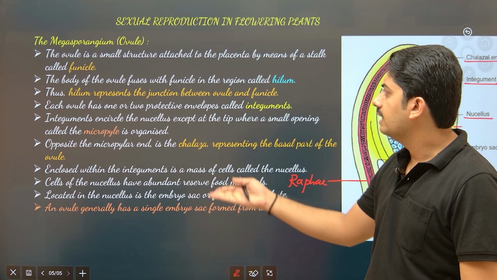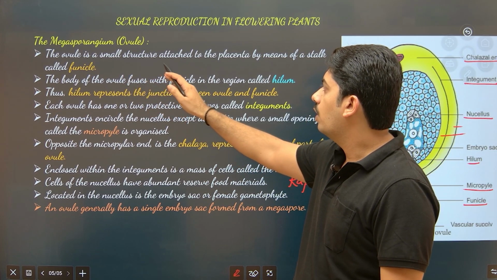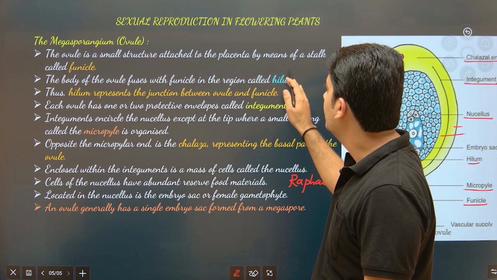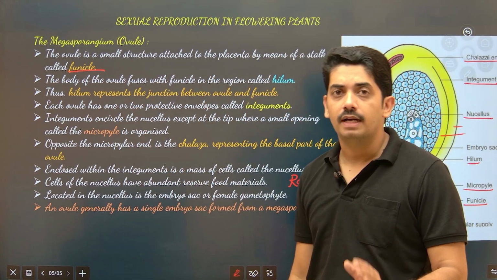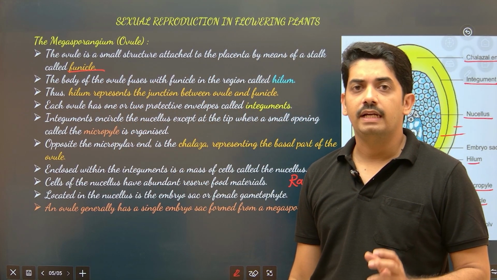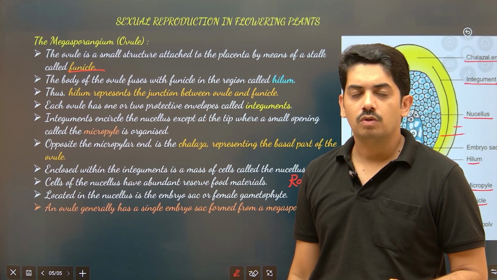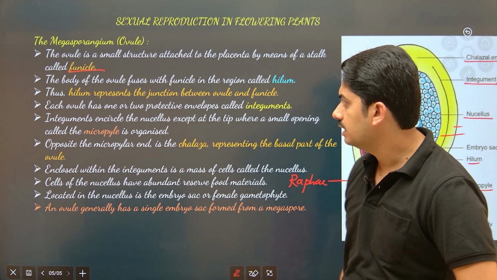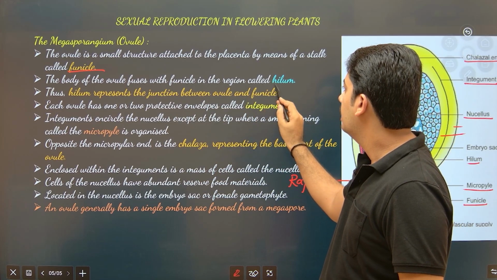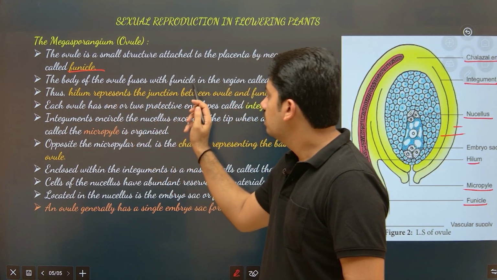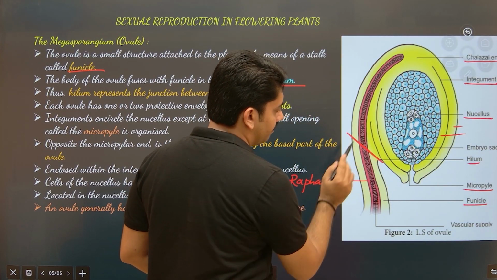So here the same thing is explained. Let us go one by one. The ovule is a small structure attached to the placenta by means of a stalk called the funicle. This is a very important part, because in competitive exams you may get many statement-based questions. So thoroughly understand each and every line from this. The body of the ovule fuses with the funicle in the region called the hilum. So the body of the ovule fuses with the funicle. This part is nothing but the hilum.